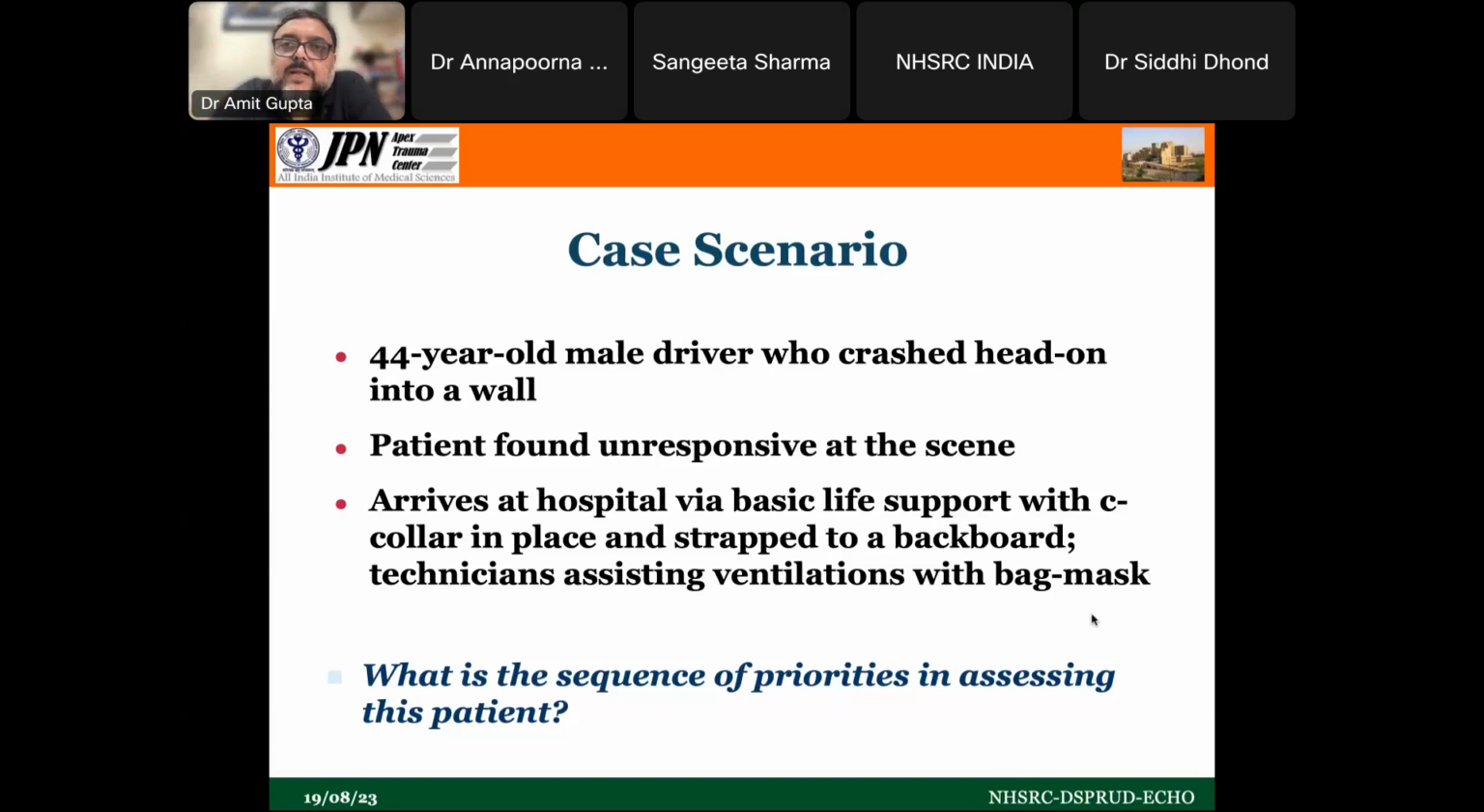But remember that the priorities of care in an injured patient remain the same, whatever the condition of the patient is when he is brought. So do not jump and think that he has got a thoracic injury, or he has got a head injury or a spinal injury. Please manage these patients in the right way, right algorithm of management, right?